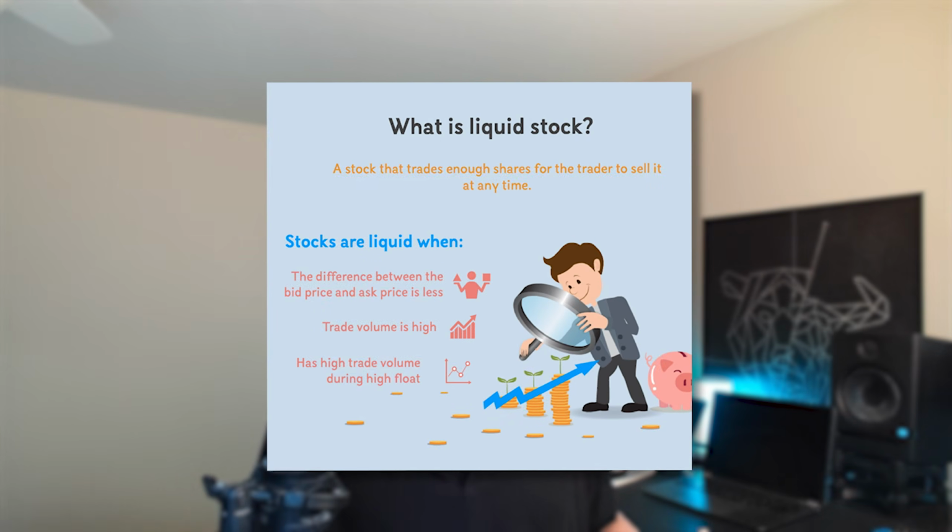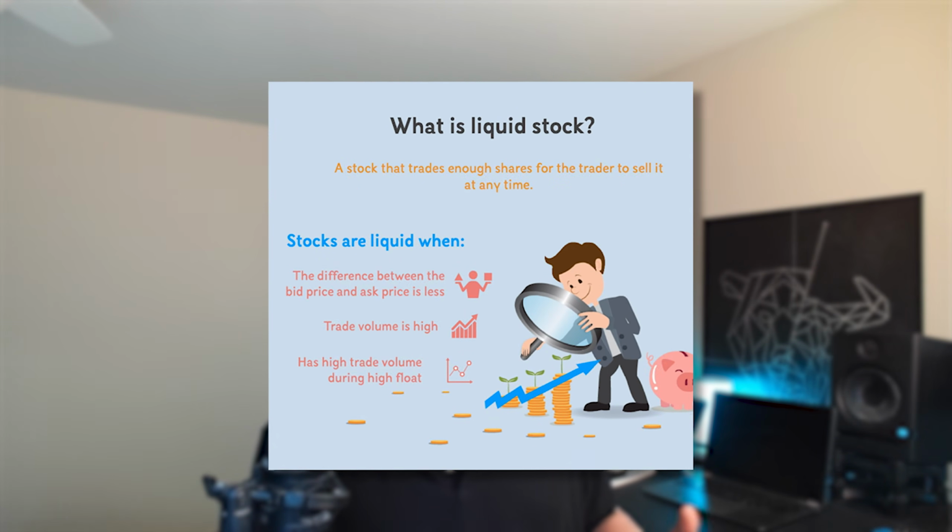You can use this understanding of volume to understand how liquid or illiquid a stock is. A stock like Tesla is extremely liquid. It's really easy to get in and out of the position. A stock like Google, there's going to be a wider spread. It's going to be a lot harder to get in and out of positions.